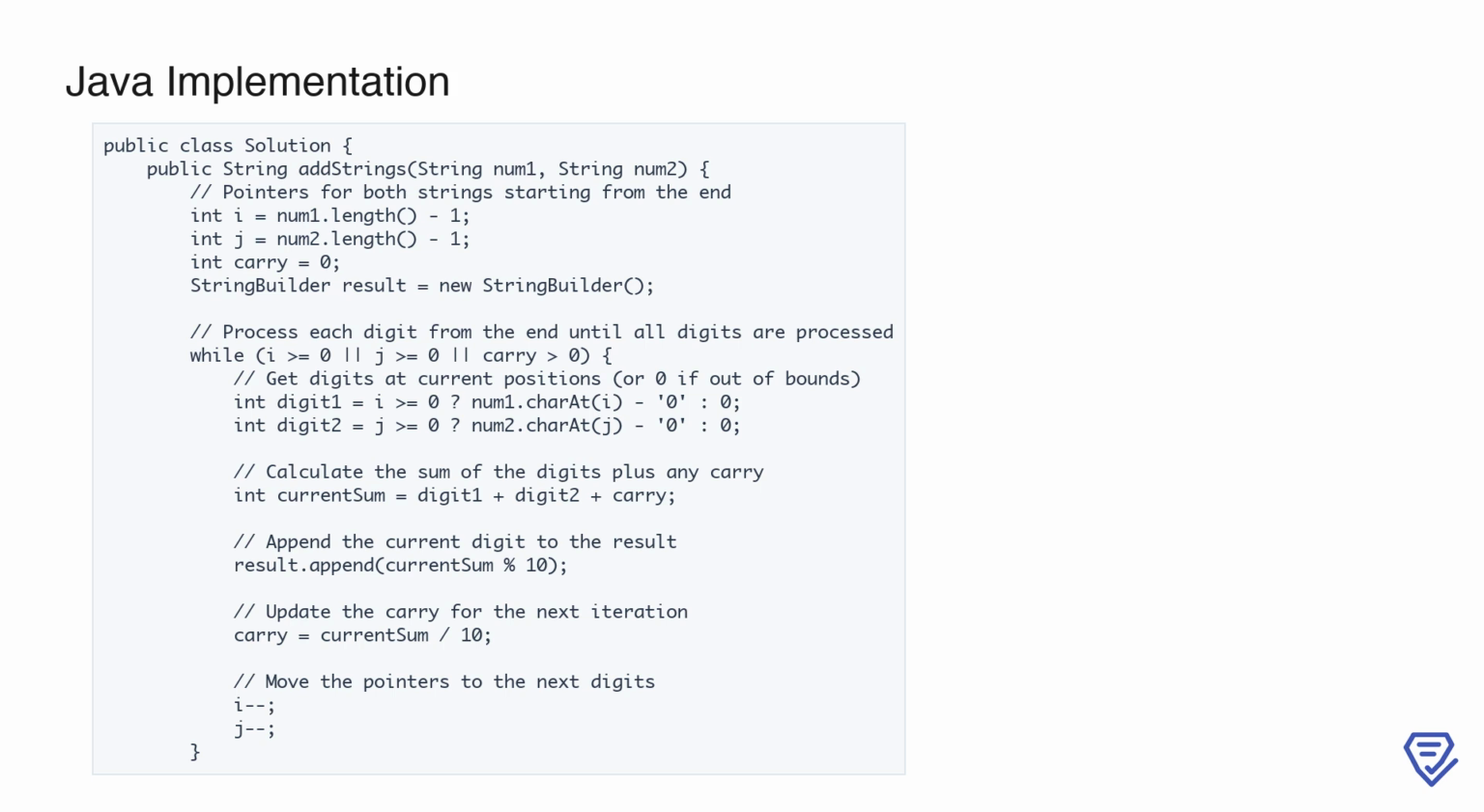Inside the while loop, we check if there are digits left in either string or if there's a carry to process. For each iteration, we extract the current digits using the pointers, defaulting to 0 if the pointer is out of bounds. These digits are then summed along with the carry. The least significant digit of this sum is appended to the result using currentSum % 10, while currentSum / 10 updates the carry for the next iteration. Finally, both pointers are decremented to move to the next higher digits in the strings.